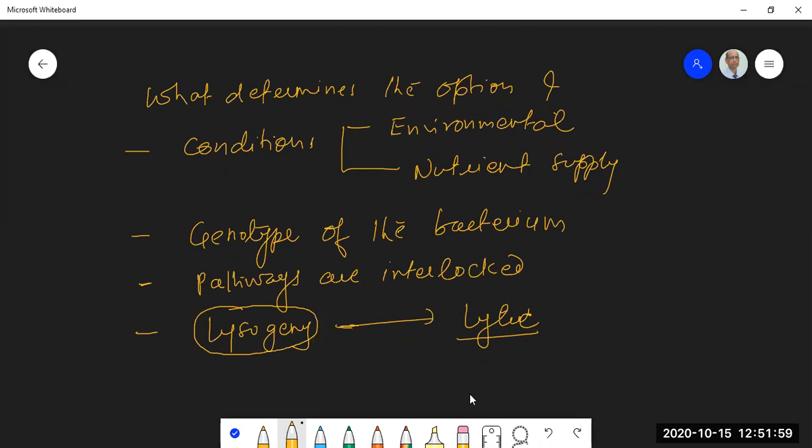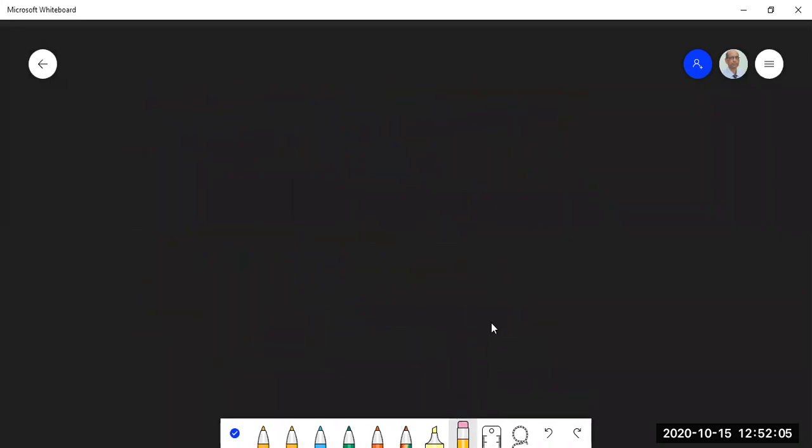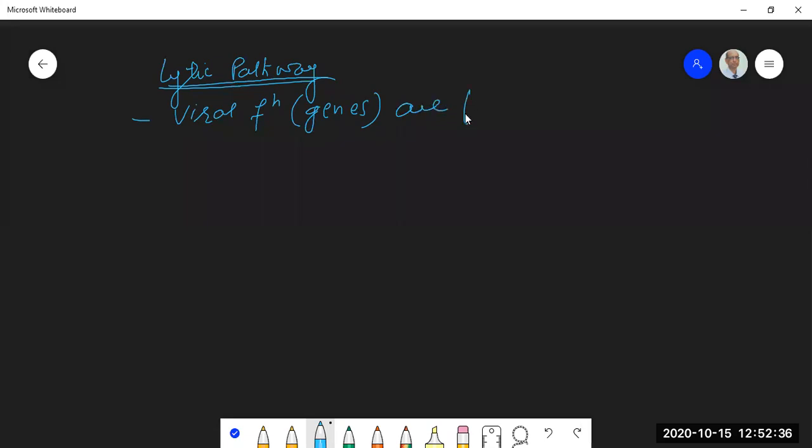All right. So this is the background which is necessary for understanding the further regulation. Let us understand the lytic pathway. In the lytic pathway, viral functions, you can say genes, are fully expressed. But these genes are expressed sequentially.